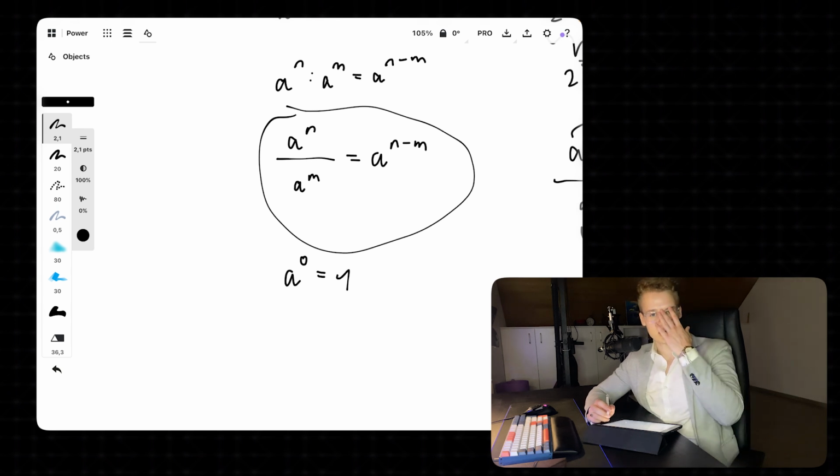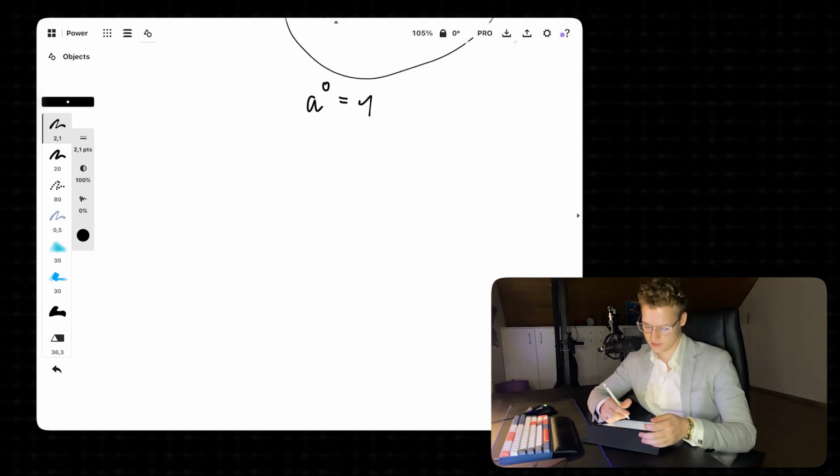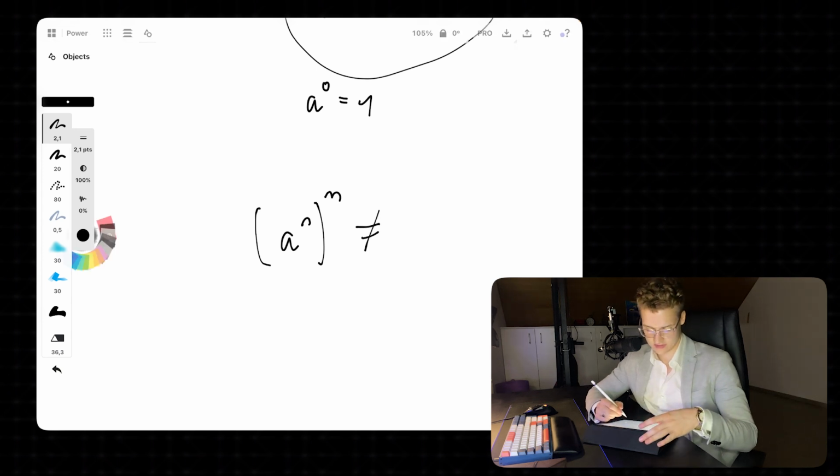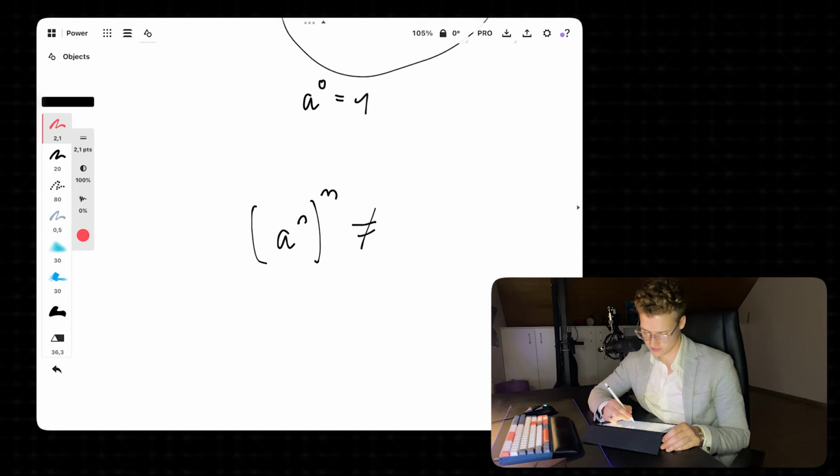Now, let's talk about powers. So if we have a to the power of n to the power of m. Now this should not be mistaken with, and this is very important, so we're going to mark it with red, okay?